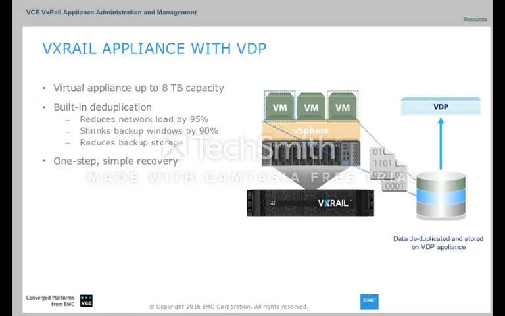Included with VXRail is vSphere Data Protection, which is deployed as a virtual appliance on the VXRail system. It provides up to 8 terabytes of backup capacity. VDP features built-in deduplication for rapid backups and reduced network bandwidth when replicating to EMC Data Domain systems.